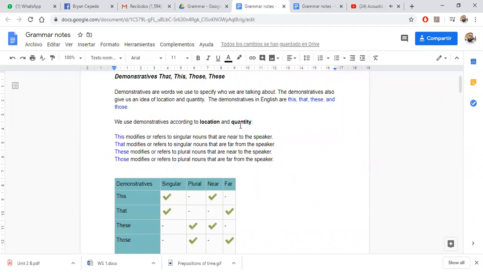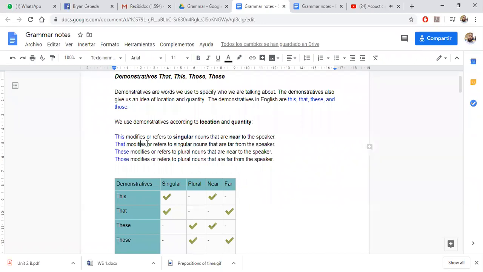We use demonstratives according to these two, so they are divided in categories depending on these two. We have this. This modifies or refers to singular nouns that are near to the speaker. Singular nouns that are near to the speaker, okay? What is near? Close. Near means close.